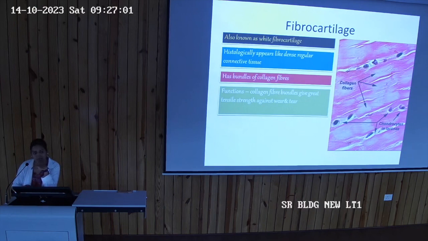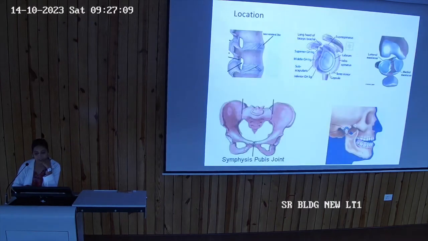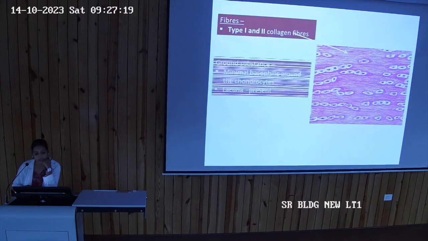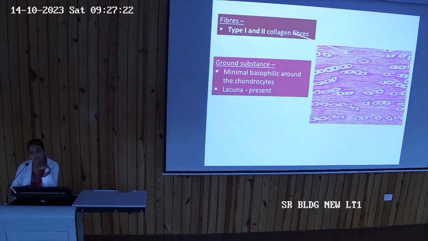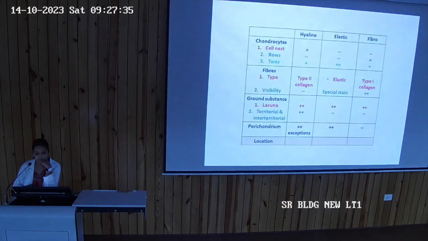So the anatomy here is different from that of elastic and hyaline cartilage. These are the examples: glenoid labrum, which you are going to study in the shoulder joint, then pubic symphysis, meniscus in the knee joint, intervertebral disc and TMJ. It has mostly type 1 collagen fibers; type 2 collagen fibers are also present. This is the linear arrangement of the chondrocytes parallel to the arrangement of the collagen fibers. Now how to differentiate these three?